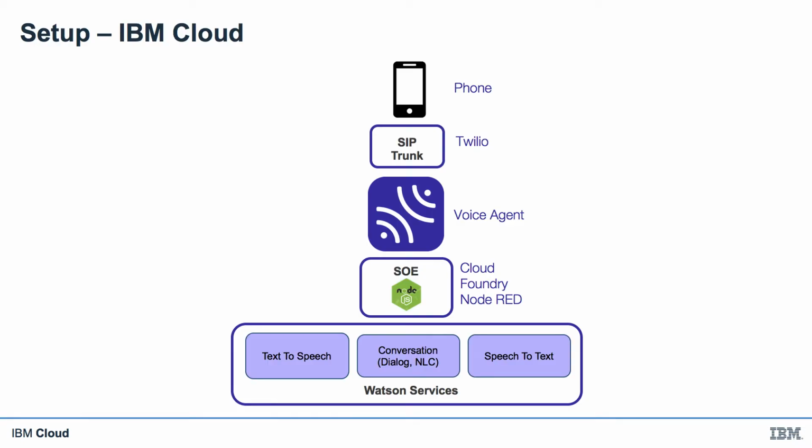So this is what we're going to build. Starting at the bottom, we'll set up the 3 Watson services that Voice Gateway needs. Next, we'll provision the Voice Gateway service before coming out of IBM Cloud to do the SIP setup using Twilio. Then we're back into IBM Cloud to finish up the Voice Gateway configuration. Finally, we'll build the service orchestration engine in NodeRed and integrate that into our stack.